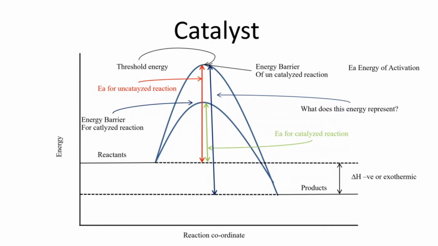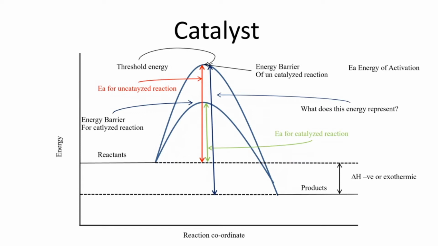So for a graph representing the energy of activation for a catalyzed reaction and an uncatalyzed reaction, we can give you values on the y-axis and ask you to calculate what is delta H, what is the energy of activation for the forward reaction, and the backward reaction. All of these can be asked. So that is something that we expect at this point.